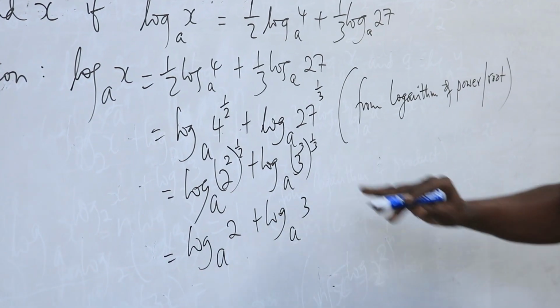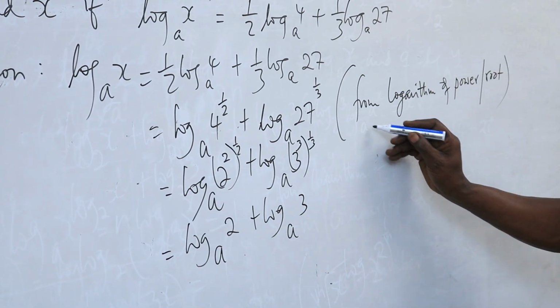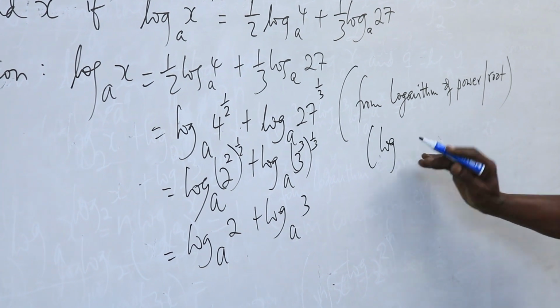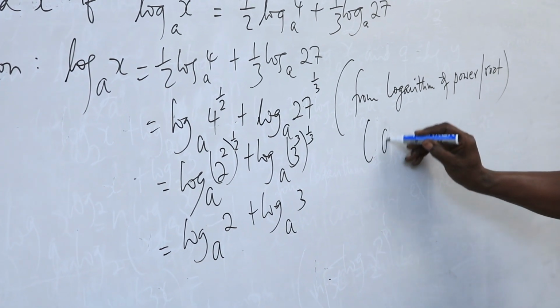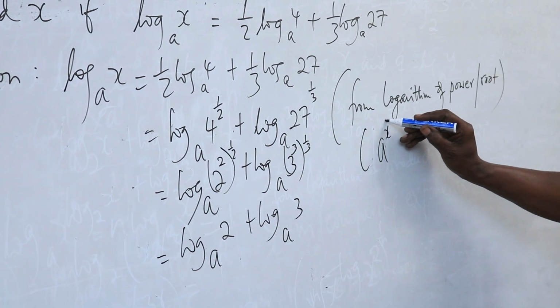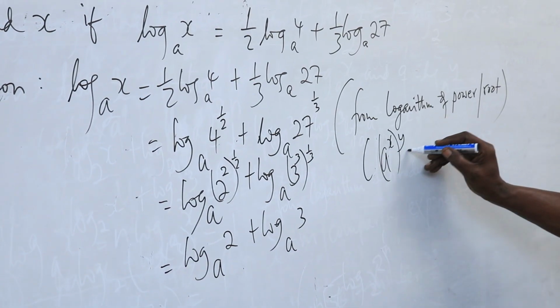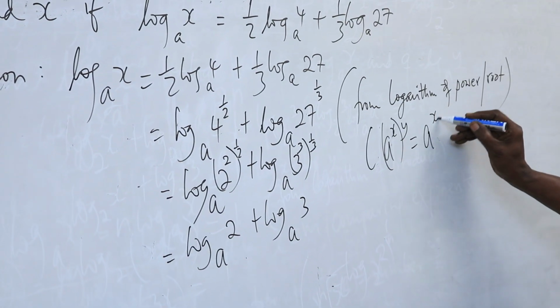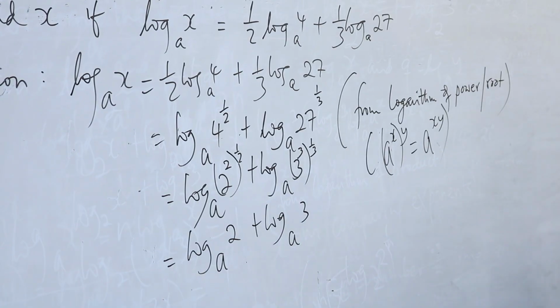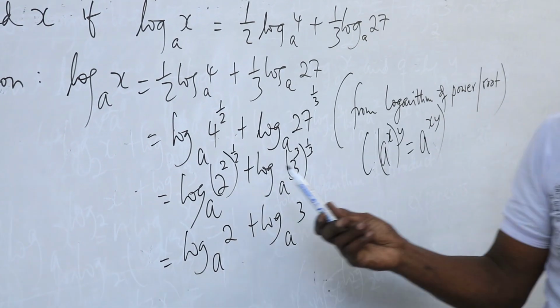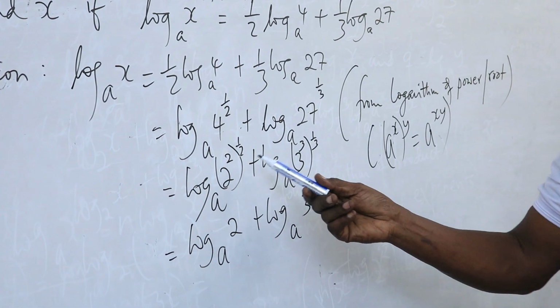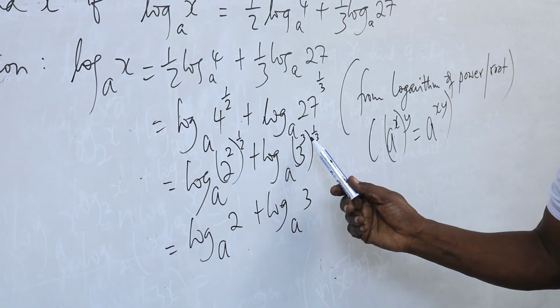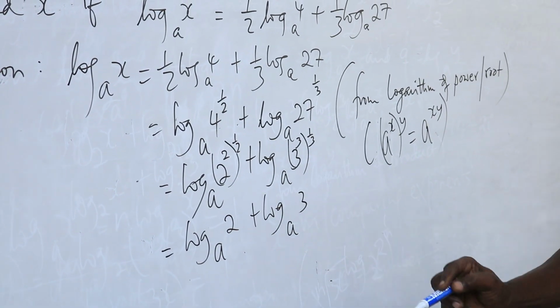This is basically from laws of exponents. There is that law which says a^x exponent y is just equal to a exponent xy. So you multiply the exponents. Even here we've multiplied the exponents. 2 times a half is 1. 3 times 1/3 is 1.